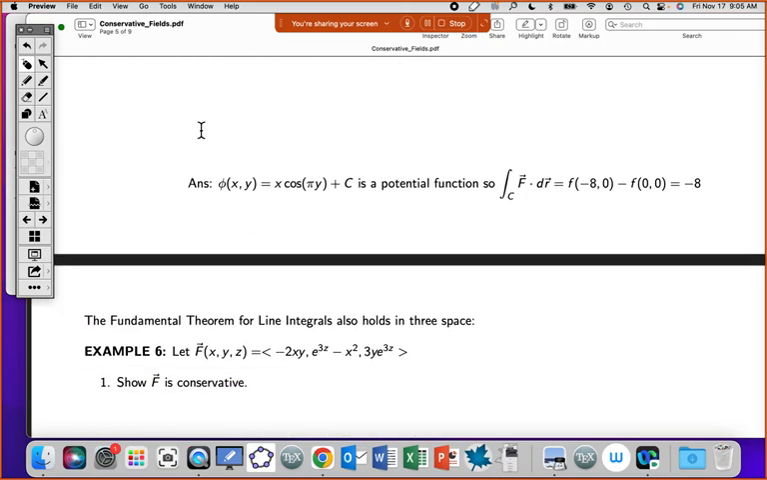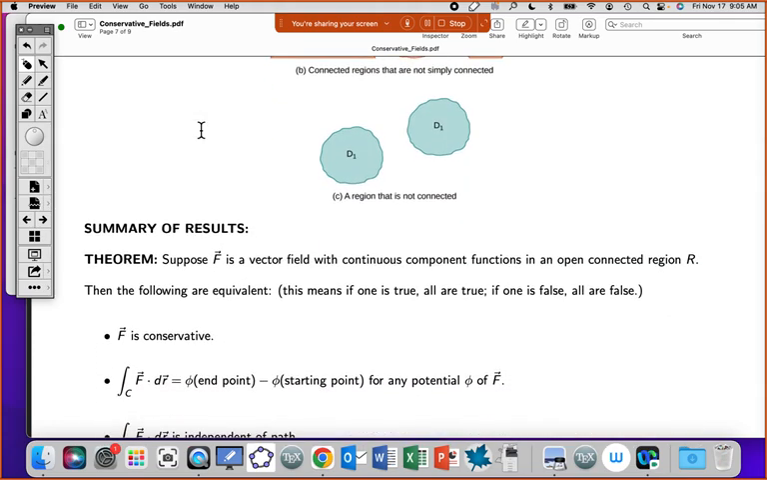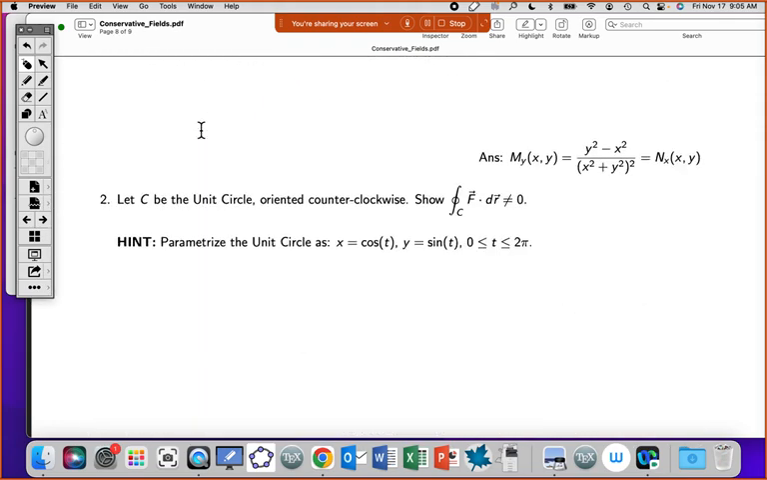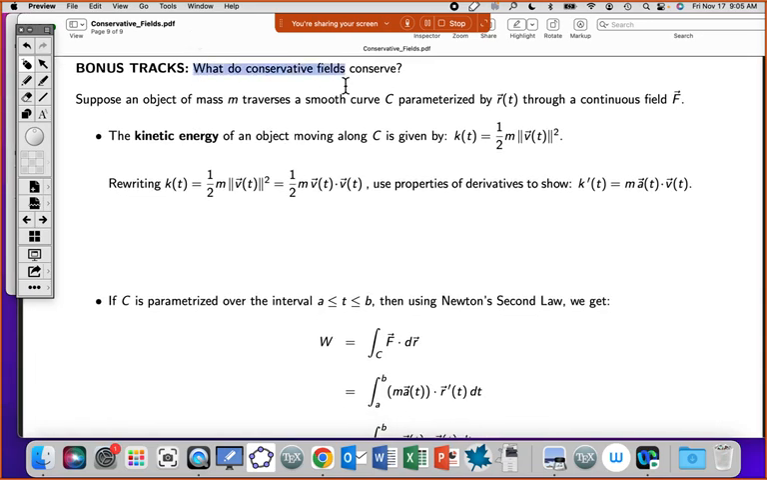Monday we'll finish up the fundamental theorem of line integrals. We got a couple more examples. And then we should have time to talk about how the fundamental theorem of line integrals connects to the conservation of energy, which is pretty exciting.